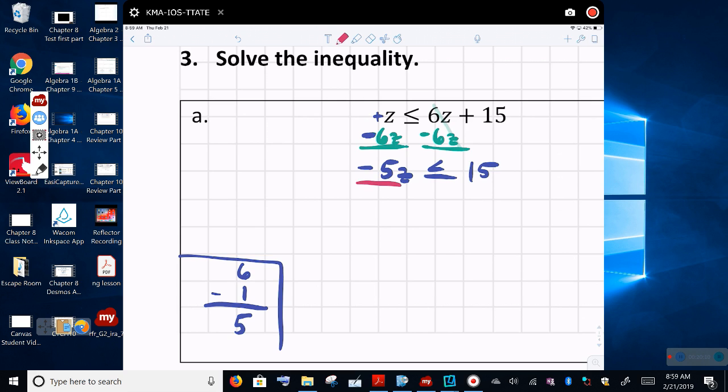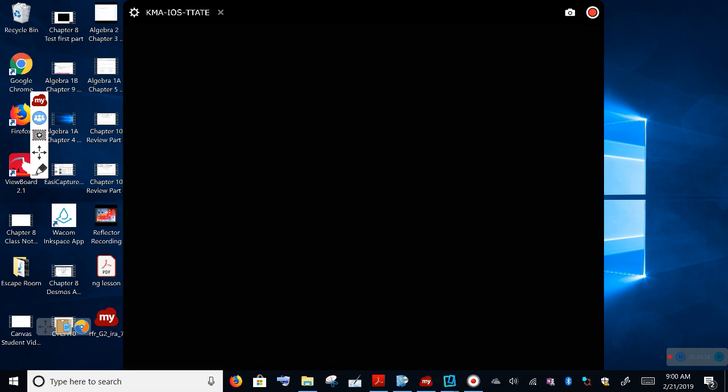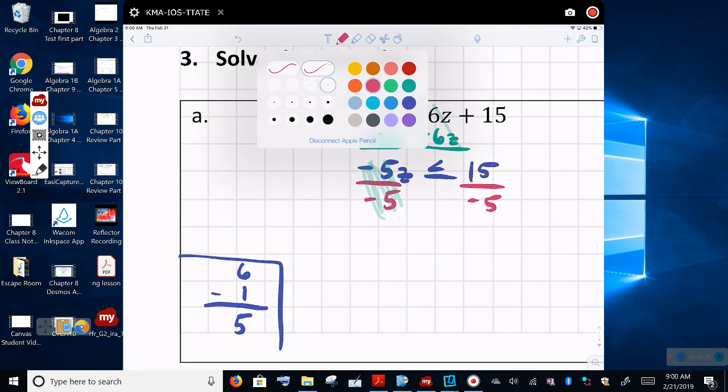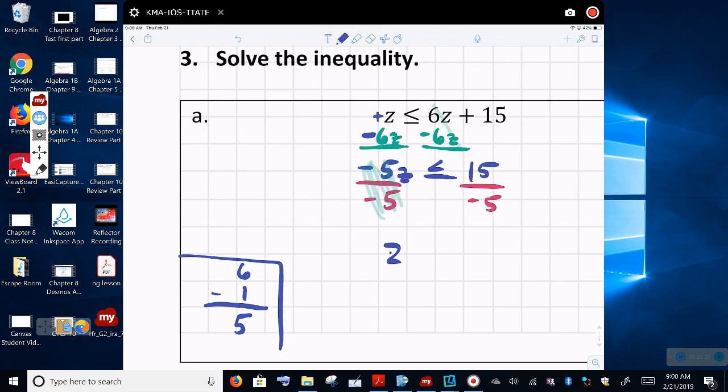Divide by, and just to save us some time, don't say divide by 5. We want to divide by negative 5, okay? Alright, that will cancel out this stuff over here, right? And then I get just z on the left, 15 divided by negative 5. Well, first of all, is that going to be positive or negative? It will be negative.